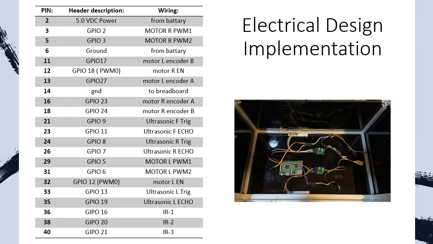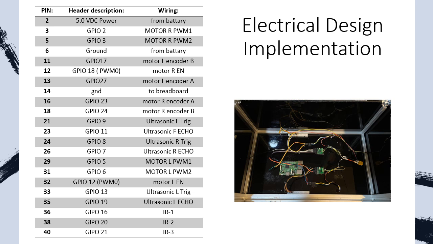In the electronic and electrical wiring implementation, we began by determining the power sources for our robot. We have two LiPo batteries. One is connected to a voltage regulator to provide the 5 volt power required for the components, while the other battery is for powering the motors.